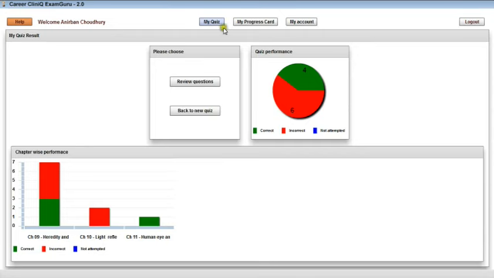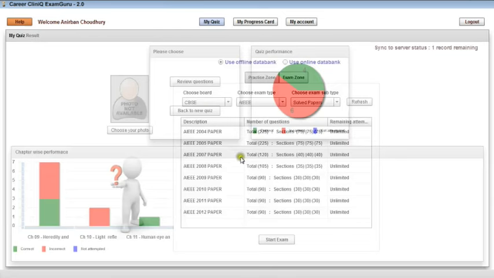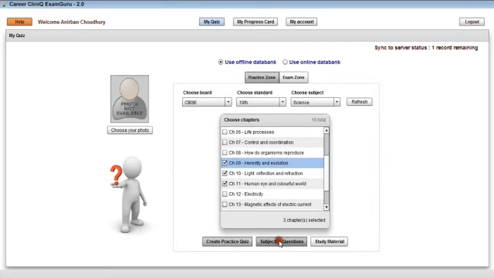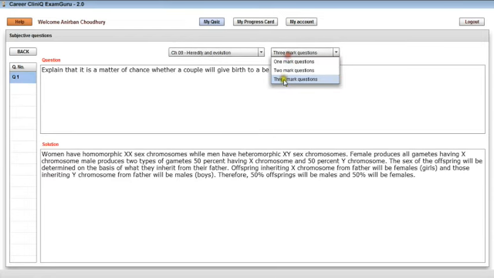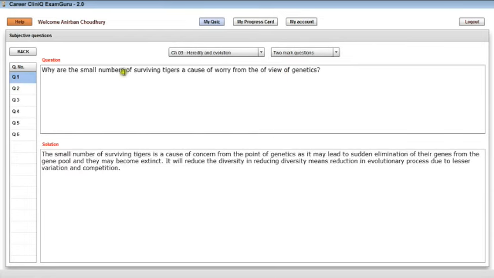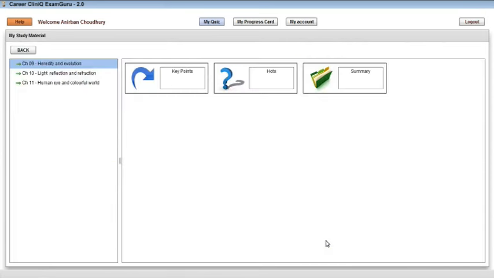So this is wonderful. We go back to new quiz, and here we can opt for the subjective questions. We can choose between 1 mark questions, 2 mark questions or 3 mark questions, and for all of them we get the answers. We go back and we opt for the study material.